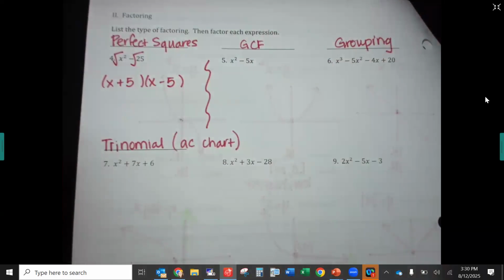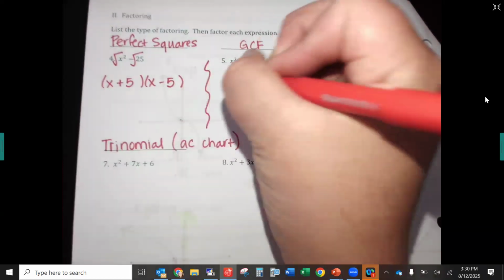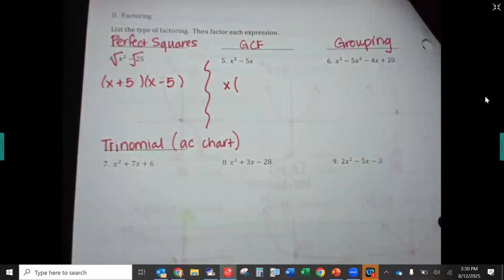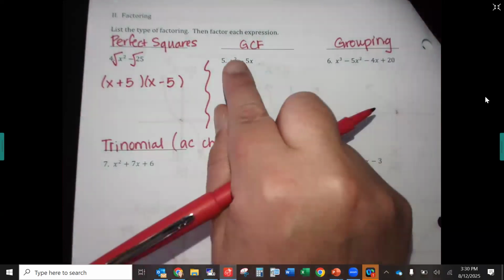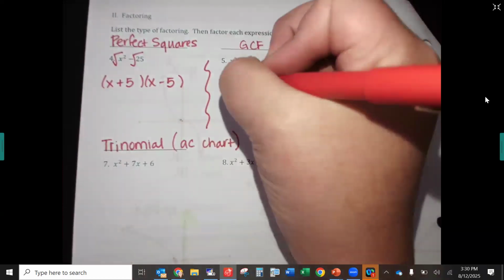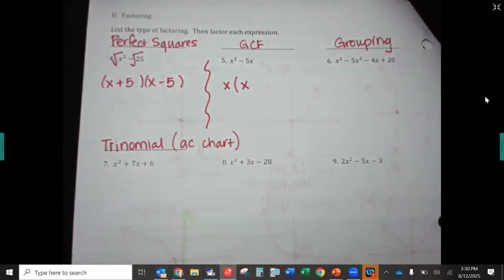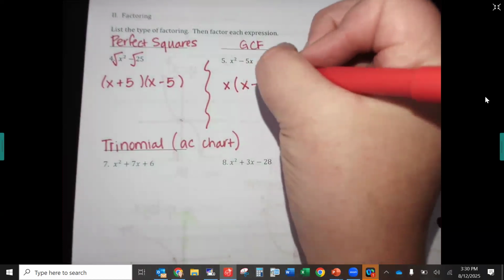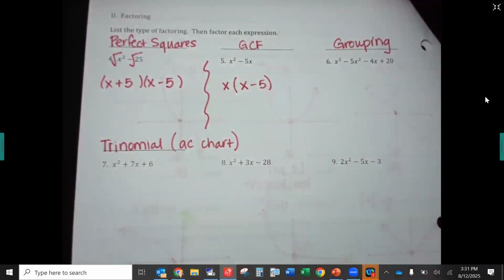Okay, for the second one, it's called GCF because they have a common factor. What can I take out of both? X. Remember the GCF is going to go in the front, which is an x. And then whatever's left over, I'm going to leave in the parentheses. So my x squared, if I take an x out, is just a regular x now. My 5x is now just a 5, because I had taken the x that was in there and pulled it out.